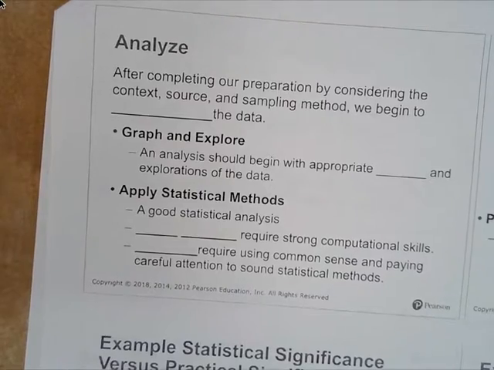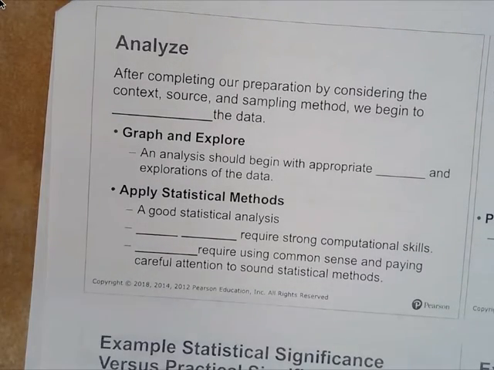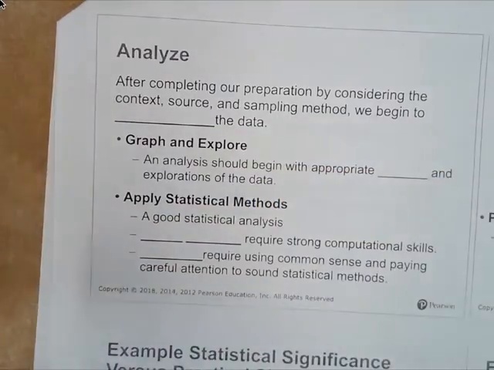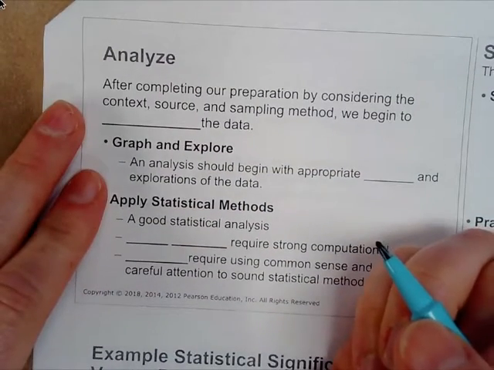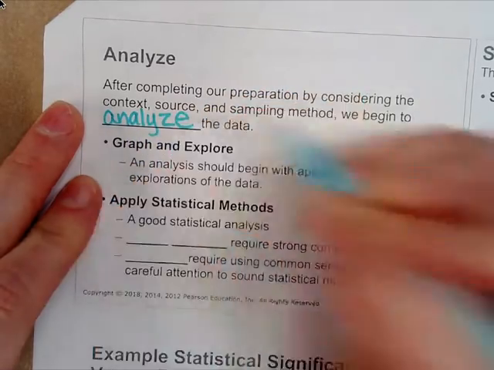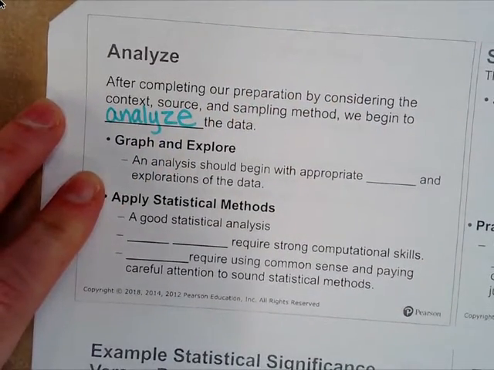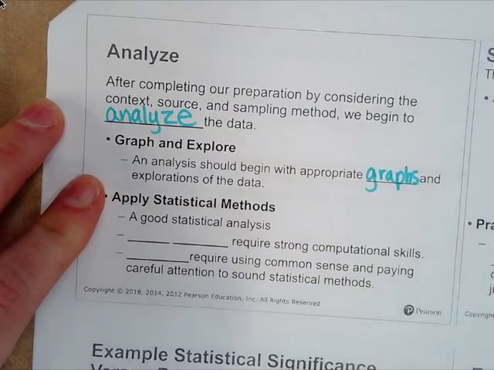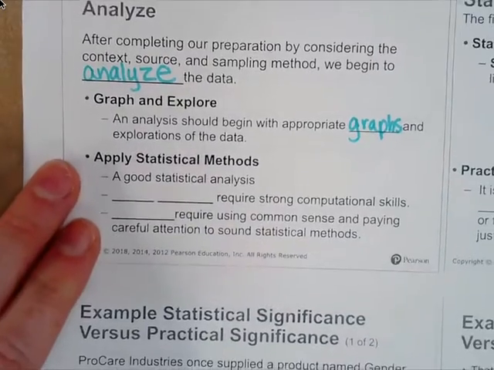Okay, let's look at the next part, which is analyzing. This is where you're actually going to look at the data. You're going to create some graphs, do some kind of statistical methods. So after completing our preparation by considering the context, source, and sampling method, we begin to analyze the data. So we should begin with appropriate graphs and explorations of the data.